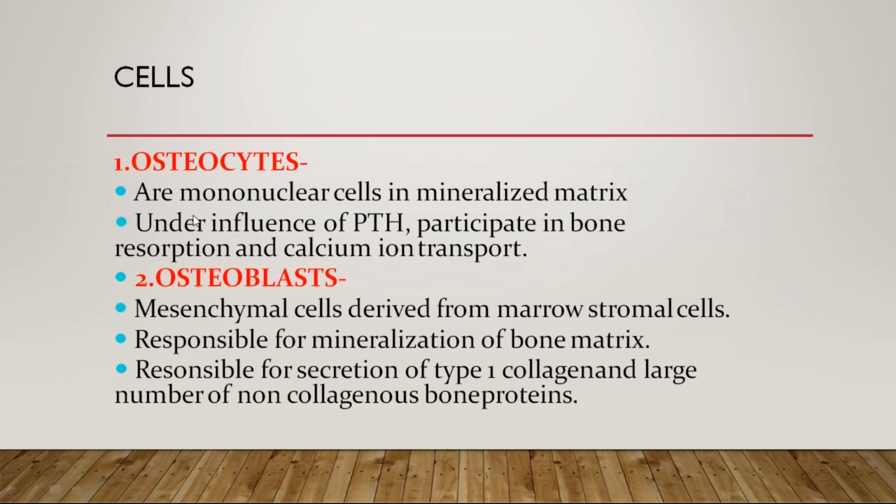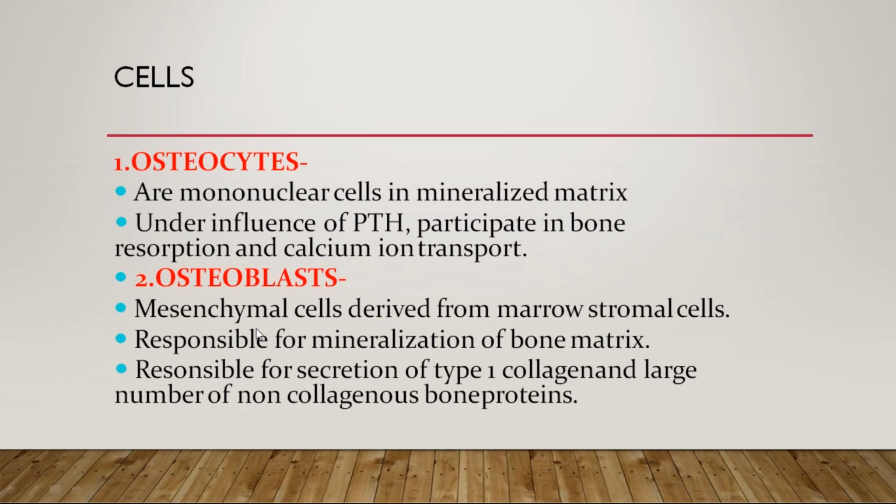Osteocytes are mononuclear cells. These cells are under the influence of parathormone, because if the parathormone is more, the osteocytes will be more secreted. So what do the osteocytes do? They participate in bone resorption, that is bone damage purpose. Whenever needed, the osteocytes will be produced more. And calcium ion transport also, the osteocytes will be important.